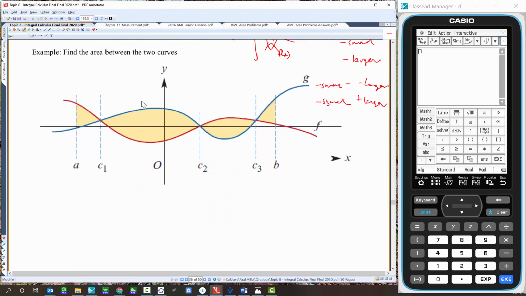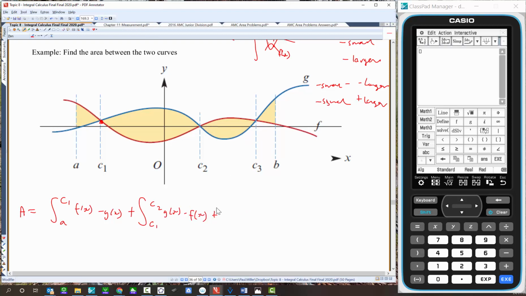Okay, so find the area between the two curves. So this blue curve is G, red curve is F. Alright, so let's do this first one here. So I'm going to integrate, so our area equals, between C1 and A, top function is f of x, bottom function is g of x. Okay, so notice that the intersections form the terminals. Now we're going to add to that the integral from C1 to C2, where the top function is g of x and the bottom function is not h of x, it's f of x.